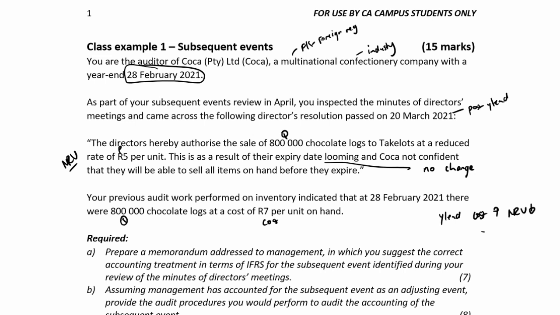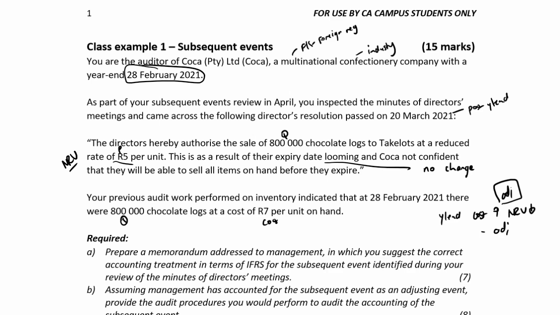And so there has to be an adjustment because of the inventory requirements. Inventory needs to be recorded at the lower of cost and NRV. At year end, they've got the cost of 7. NRV is the selling price. You can see that those items have been agreed 20 days after year end to be sold at R5. So that is the NRV. So I have got a post-reporting date event because it happened after year end, and it is adjusting because it's got to meet the IFRS requirements for inventory valuation.